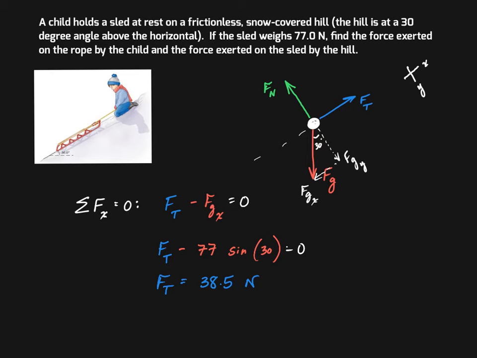So there is the force exerted on the rope by the child. That's our force due to tension. There we go, 38.5 newtons.